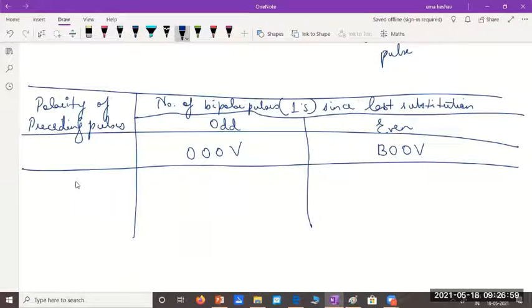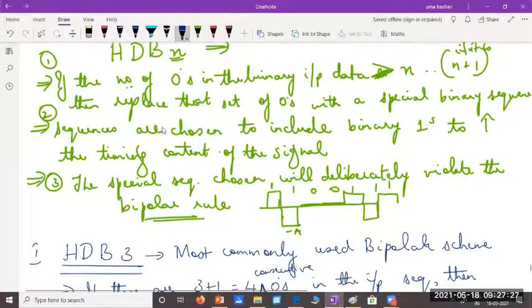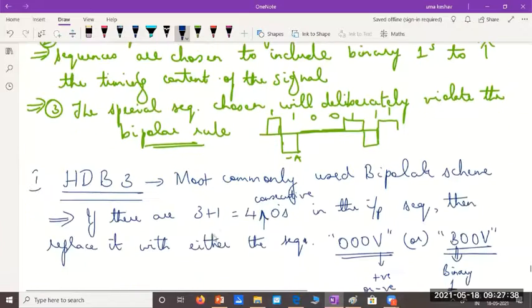Again, here, if the preceding pulse had a negative sign, that means if it was a negative pulse below 0, then this replacement would be 0, 0, 0. We would take the value negative. Why? I told you in this rule, if you remember, we violate what? The special sequence chosen will deliberately violate the bipolar rule.